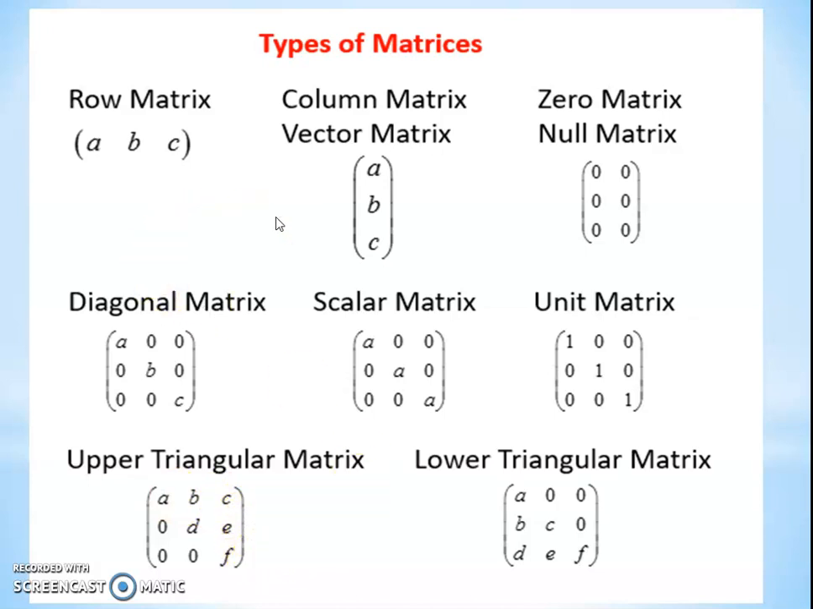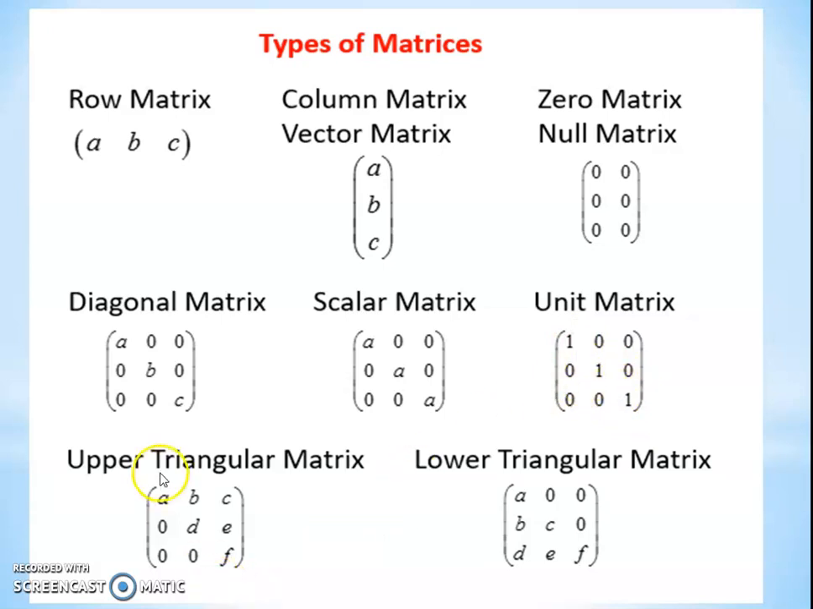Now we have to revise. The first is the row matrix: only one row is given. Column matrix: only one column is there. If all entries are zero, that is called the null matrix. Diagonal matrix: any elements are available on the diagonal but all other entries are zero. Scalar matrix: the diagonal entries must be the same, that is 2, 2, 2 or 3, 3, 3 or minus 1, minus 1, minus 1. Unit matrix is always fixed: all diagonal entries should be one element, that is 1.